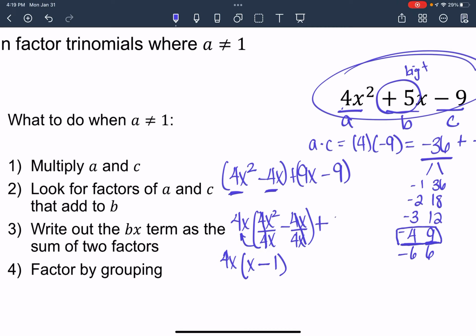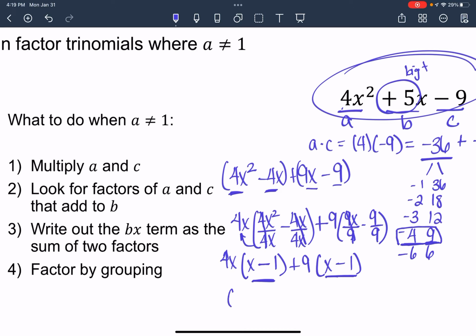And then plus, I have 9x minus 9. And I've factored out 9 because that's the GCF of these two terms. So when I factor out 9, I have 9 times 9x over 9 is just x, minus 9 divided by 9 is 1. So you see here I have this repeated factor of x minus 1.